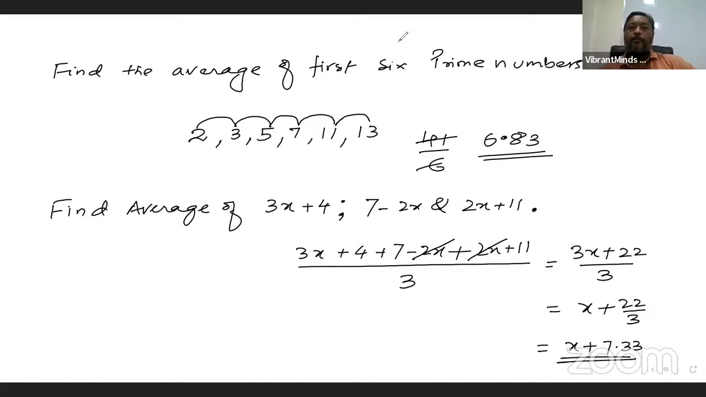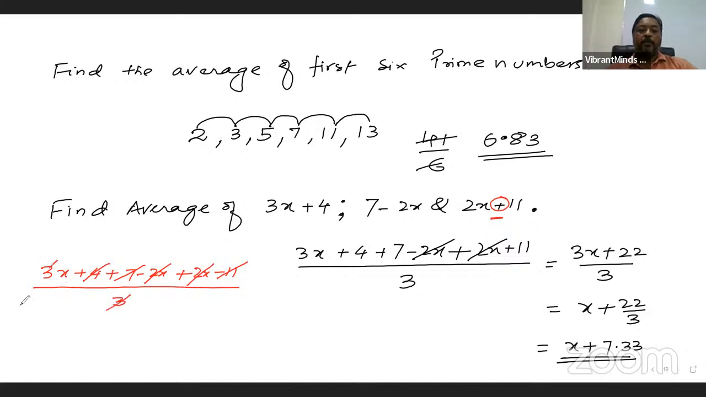Now suppose there is a slight change here. From plus, let's suppose it is minus. What will happen? So 3x plus 4 plus 7 minus 2x plus 2x minus 11. This 2x gets cancelled, and 11 and this 11 gets cancelled. So what we have is 3x and 3. Your average will be x. This may also be one of the good examples. Is it clear, people?